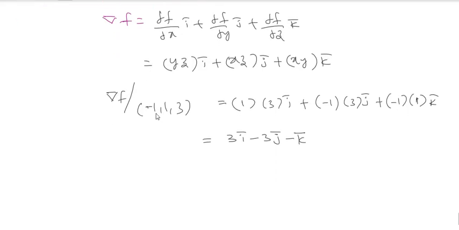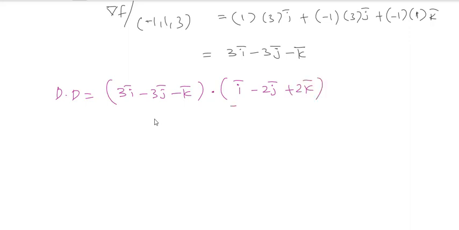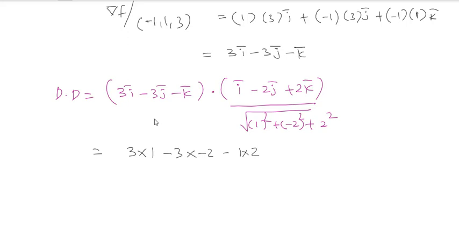Yeah. So then the directional derivative will be del f, which is 3i bar minus 3j bar minus k bar, dot product with a bar, which is i bar minus 2j bar plus 2k bar divided by its modulus, which is root of 1 square plus minus 2 square plus 2 square. So do the dot product: 3 into 1 minus 3 into minus 2 minus 1 into 2, divided by root of 1 plus 4 plus 4.